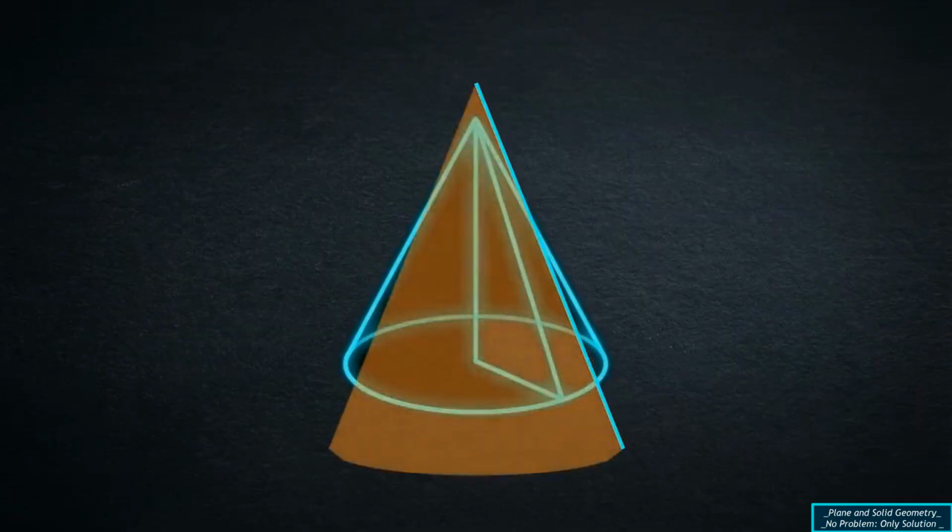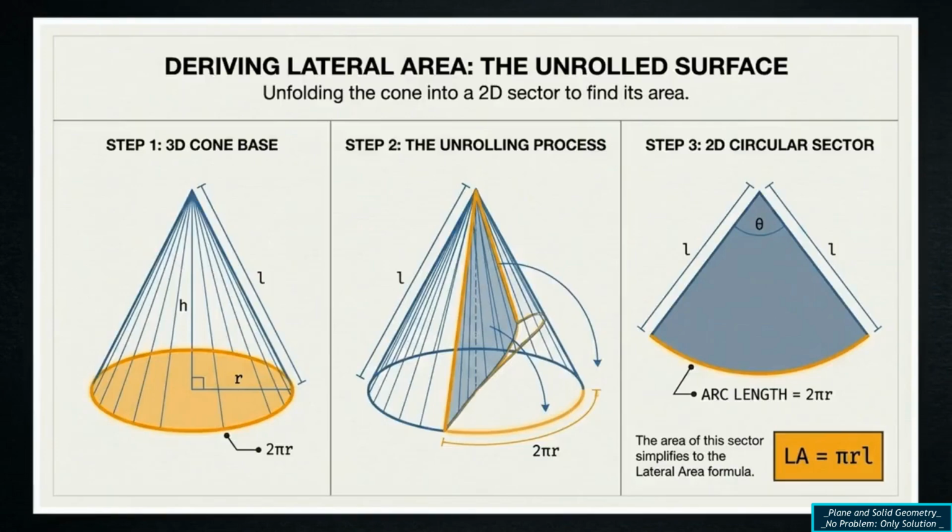This is the total area of the sloping, curved outer shell of the cone, excluding the bottom base. As this diagram shows in step 2, finding the area of a curved 3D shell requires flattening it. If we slice a cone strictly down its slant height, it physically unrolls into a flat 2-dimensional shape called a circular sector. Moving to step 3, we see how the dimensions translate.